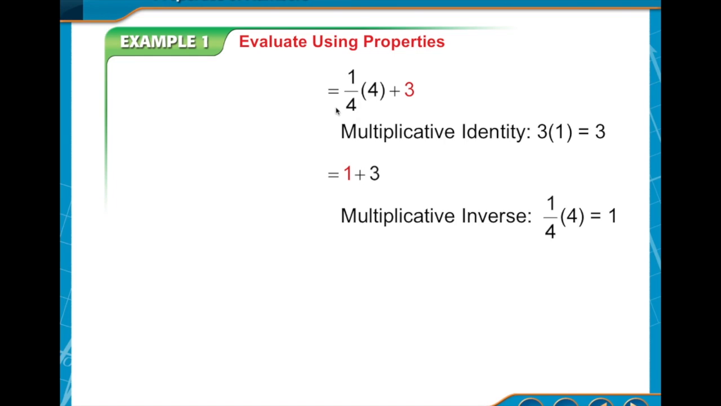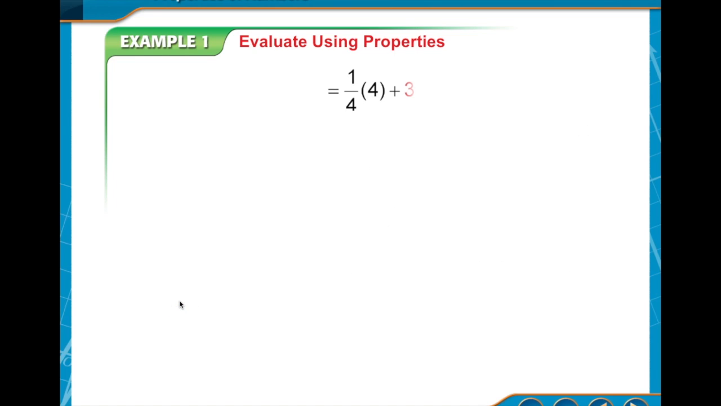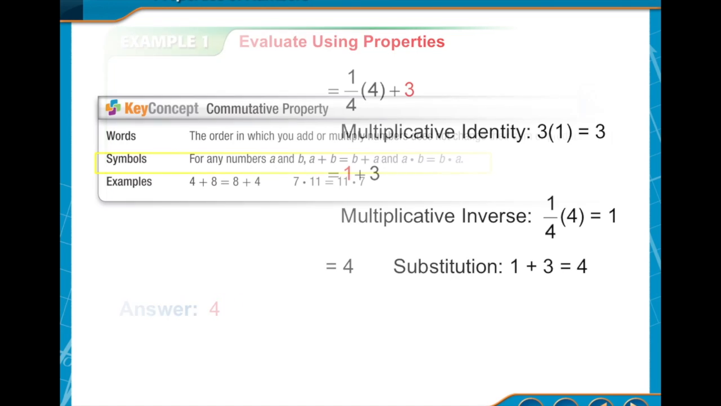Now we look at what we did. We had 1/4 times 4, and we know that 4 and 1/4, those are reciprocals, or they are also multiplicative inverses, because when they multiply together, they equal 1. 4 times 1/4 gives us 1. That rule is the multiplicative inverse. So we replace that, we write it there. In our last step, we add 1 and 3 together, we get 4, very easy. And the rule for that is just substitution, right? We replace this with what we know it's equal to. So substitution comes up a lot. And 4 is our final answer for example 1.